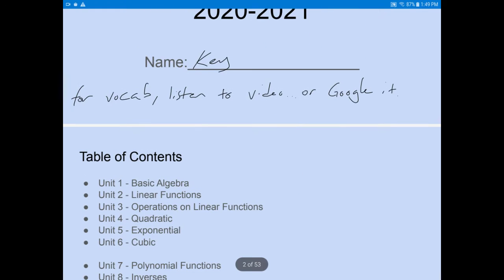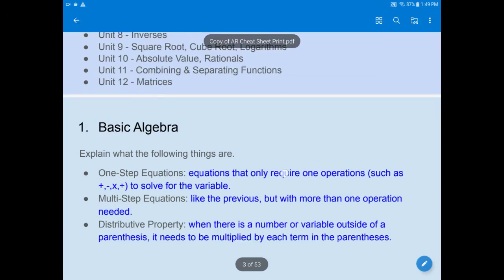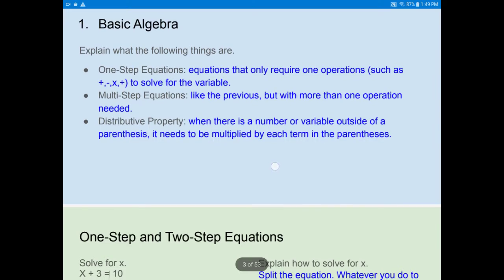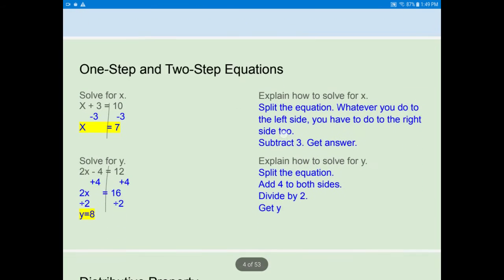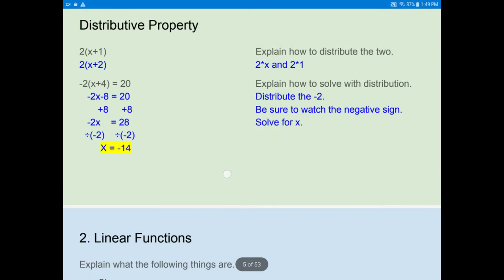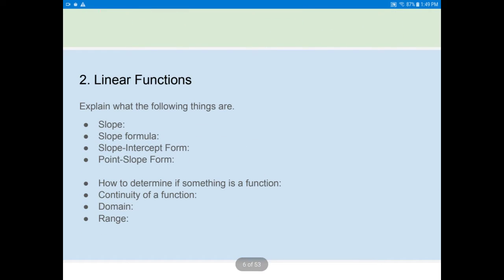So here's your guide for the entire cheat sheet. The blue ones are the vocabulary. The green ones are completed for you, so you don't have to do anything on the green slides. On the blue ones, you have to fill these in.